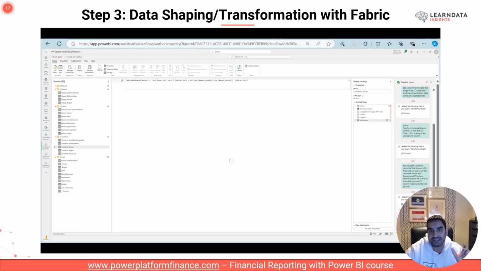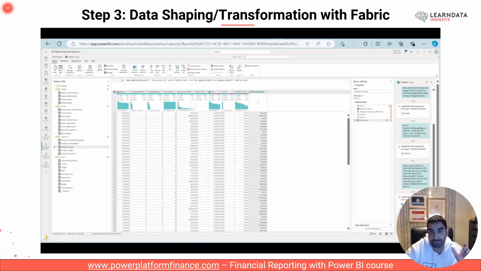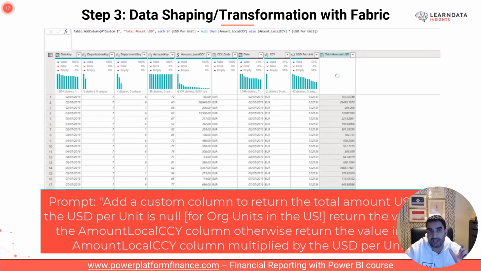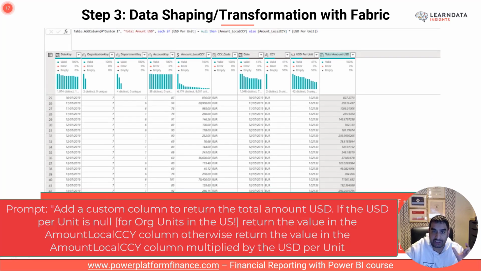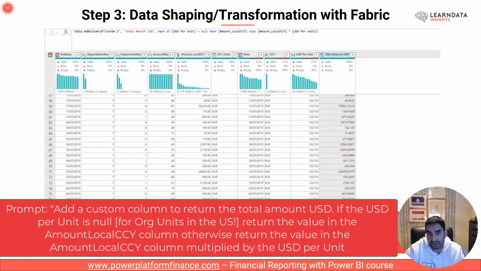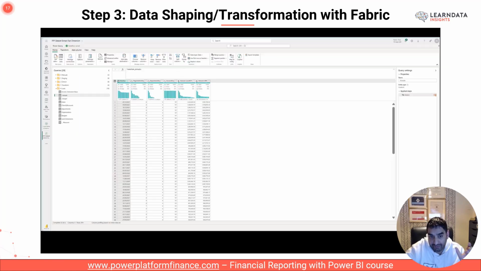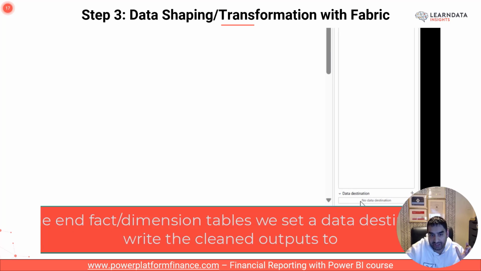So here we can say add a custom column to return the amount in USD. If it's null, i.e. if the org unit is in the US, there is no corresponding exchange rate for USD to USD, it's just 1. In that case, return the amount in local currency. Otherwise, return the amount in local currency multiplied by the USD per unit. And that's actually given us that calculation there. And we can see in the formula bar, it's calculated that correctly.